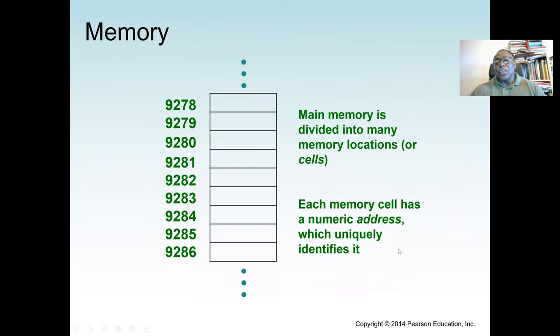We said earlier about memory. Memory normally consists of what we call cells. The cells here are the boxes. Each box has its own unique address, as we can see on the left side. The first cell's address is 9278, the second cell's is 9279. Again, the address has to be unique, so two cells cannot have the same address.